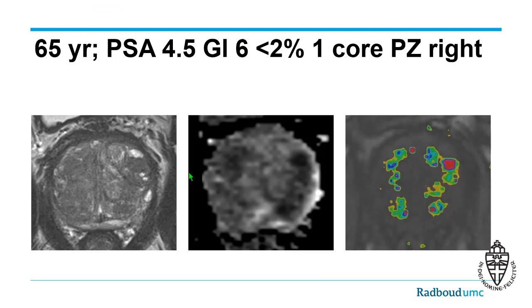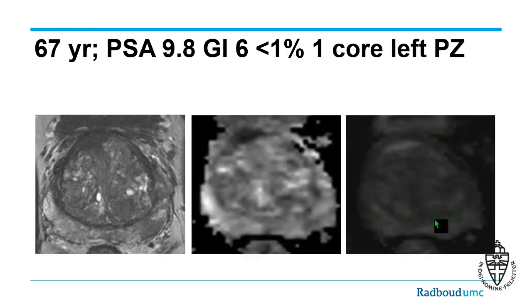An example, this is a very difficult case, a lot of BPH nodules in the transition zone. The peripheral zone is really compressed. It's quite hard to see, but in this 65-year-old male, PSA was only 4.5, Gleason 6 on the TRUS 12-core biopsy, less than 2% of the core was positive in the peripheral zone on the right side. And I don't see it on this image. Also the diffusion and the perfusion don't show any abnormality in the peripheral zone. And this is quite a common finding. In around 30% of the cases, you will not see a lesion within the peripheral zone if it was found on the TRUS biopsy.